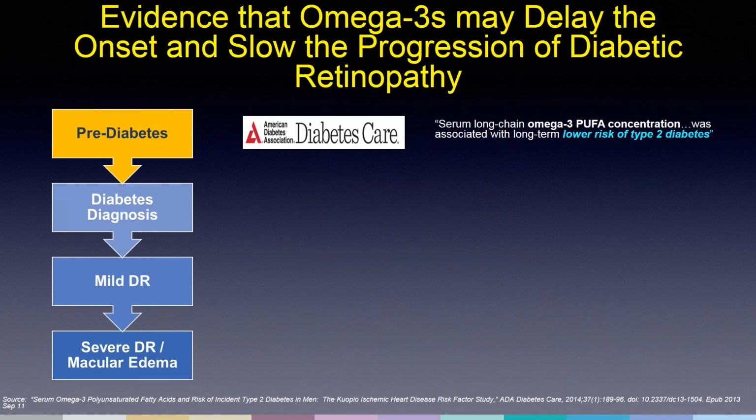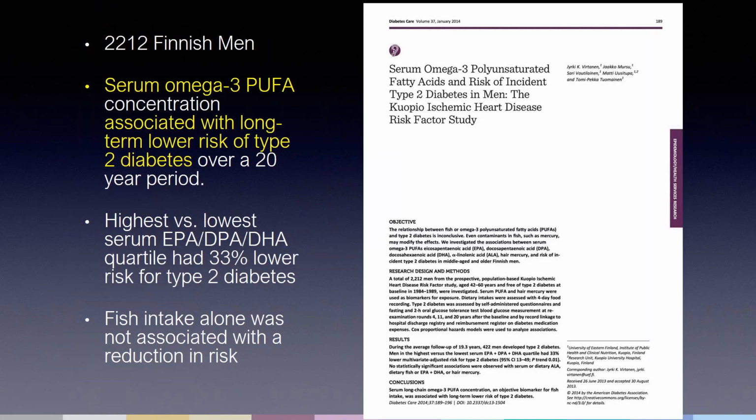An article in Diabetes Care showed that patients who consumed a higher amount of omega-3 fatty acids, and this is a study that was done in over 2,000 Finnish men, the Kuopio Ischemic Heart Disease Risk Factor Study. They looked at the circulating levels of serum omega-3 in the blood of these men, and they looked at it over a long period. And what they found was that those subjects enrolled in this study that had a higher level of omega-3 in their blood had a lower long-term risk of type 2 diabetes over a 20-year period.